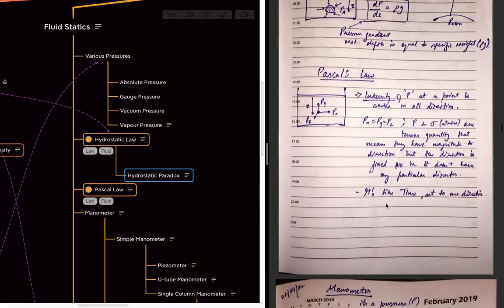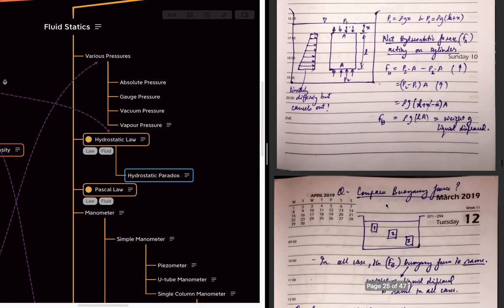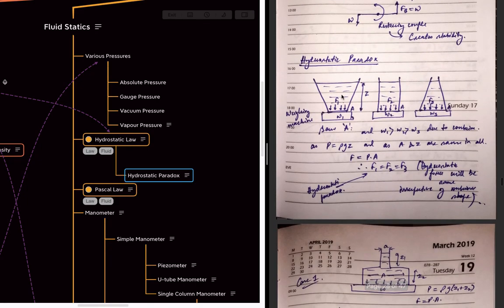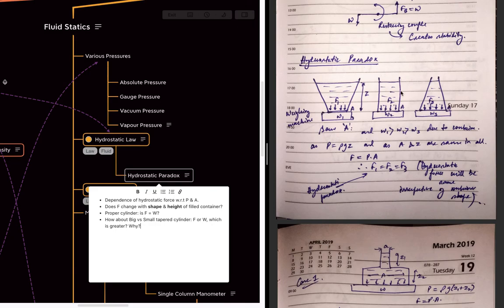Okay, we will see it right now itself. Hydrostatic paradox. If we have different containers, something like this, different containers, what are the questions? The dependence of the hydrostatic force with respect to the P and A.